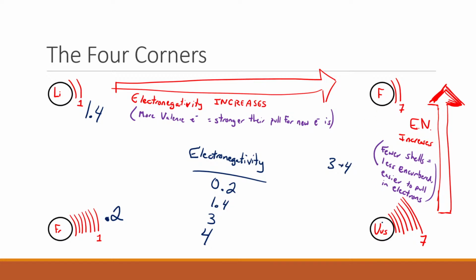Over here, ununseptium has more shells than fluorine does, which makes it a little bit worse at gaining, even though they both want to gain. Right, perfect. Fewer shells attract more electrons, right? Fewer shells means it's easier to pull in those electrons. Even if you don't want them, right? Like lithium here, even if you don't want them, it's easier for lithium to pull in electrons than it is for francium.